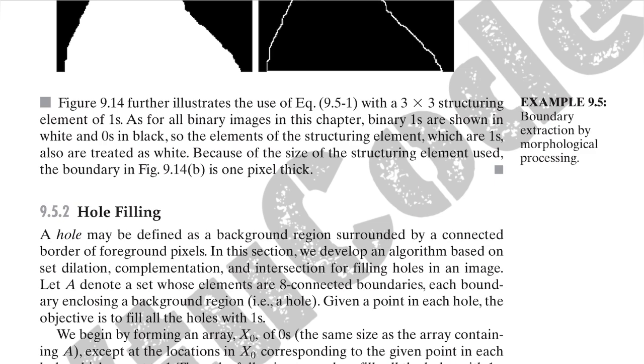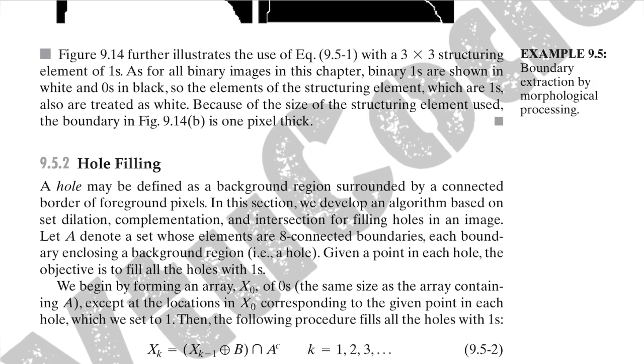Next you have hole filling. So what is hole filling? Hole filling is mainly used to fill a particular background enclosed by a foreground object in a binary image. A hole is a connected region of zeros surrounded by ones. This you have to remember. Zeros surrounded by ones, surrounded by a border of foreground pixels.